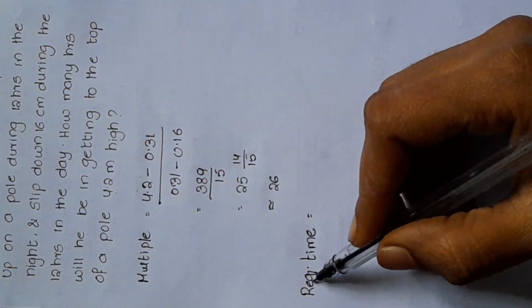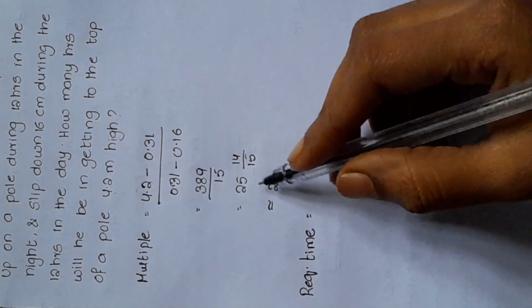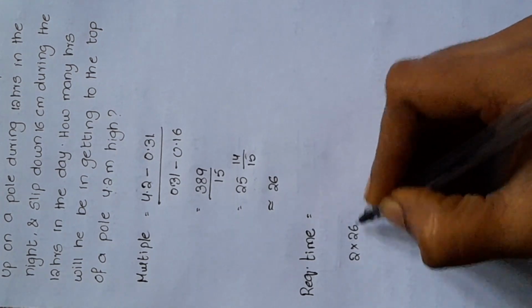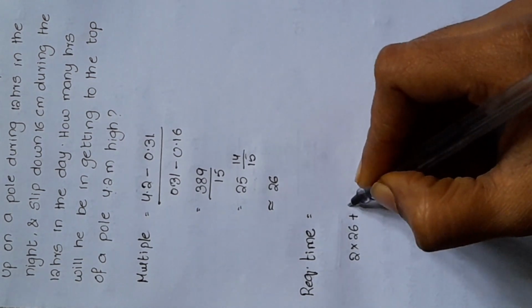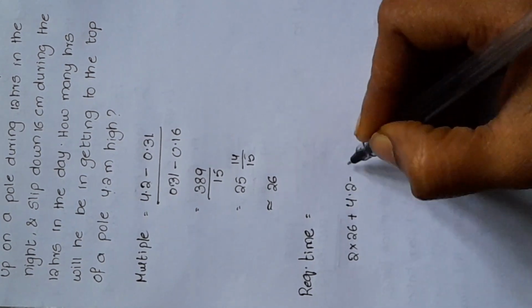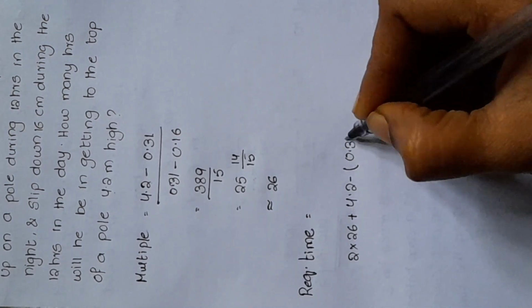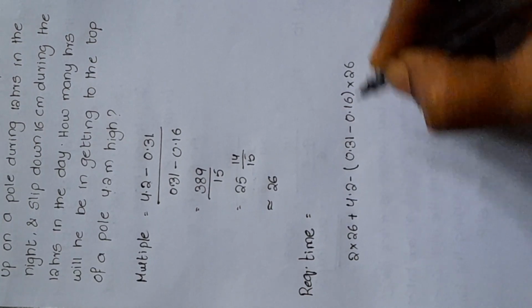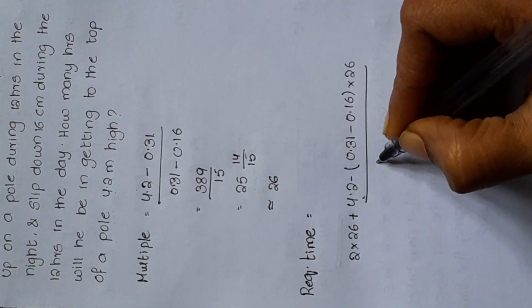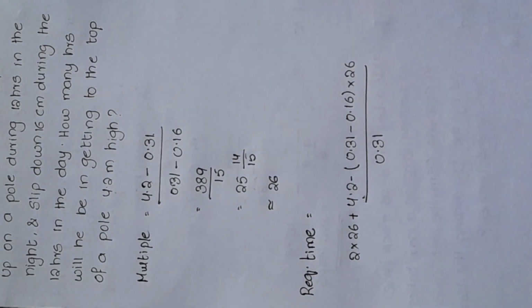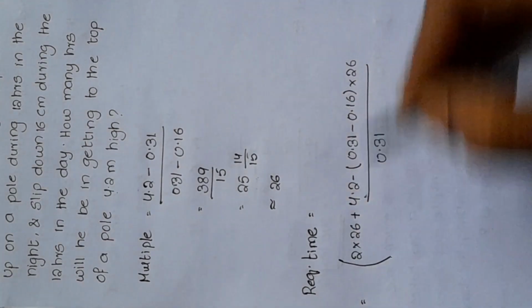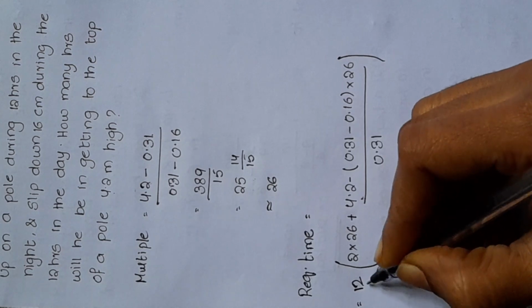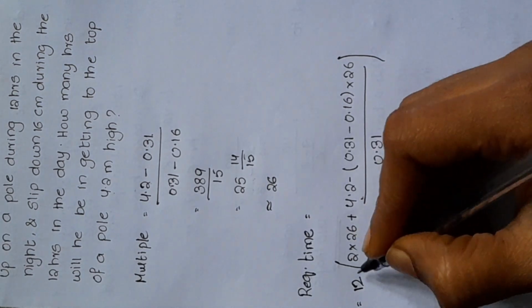Now to find the required time, we should use the second formula since this is not the whole number. That is 2 into multiple is 26 plus the height of the pole is 4.2 minus length of ascent is 0.31 minus length of slip down is 0.16 into multiple is 26 by length of ascent is 0.31. Here we should multiply this whole value with 12 because the gap between the length of ascent and the length of descent is 12 hours. So we should multiply with 12.